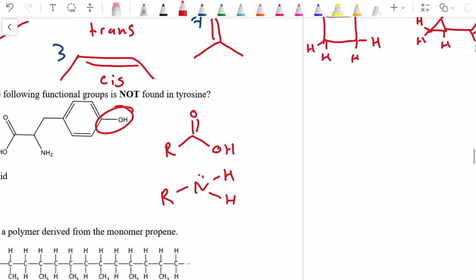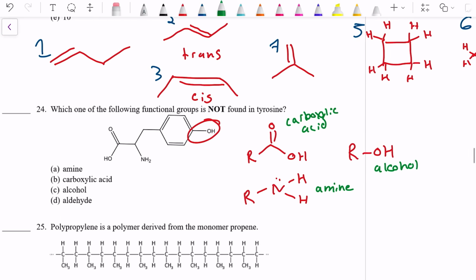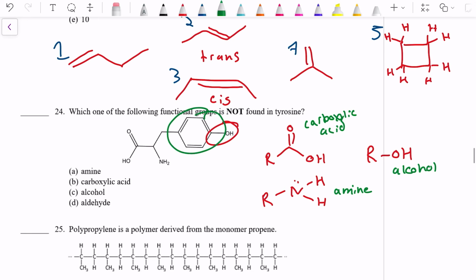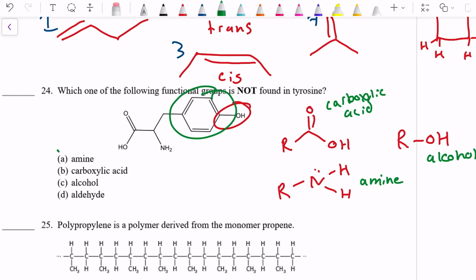And then we have an alcohol. So ROH is an alcohol. Let me label these actually. Carboxylic acid, amine, alcohol. Okay. We also have a benzene ring in the middle. So which one of these is not? We found an amine, we found a carboxylic acid, and we found an alcohol. So our answer choice is D.